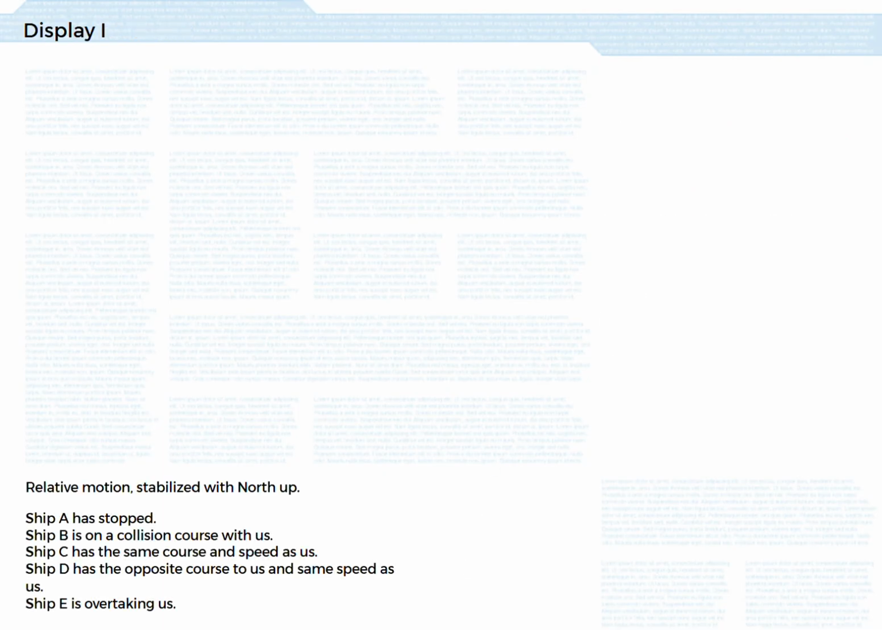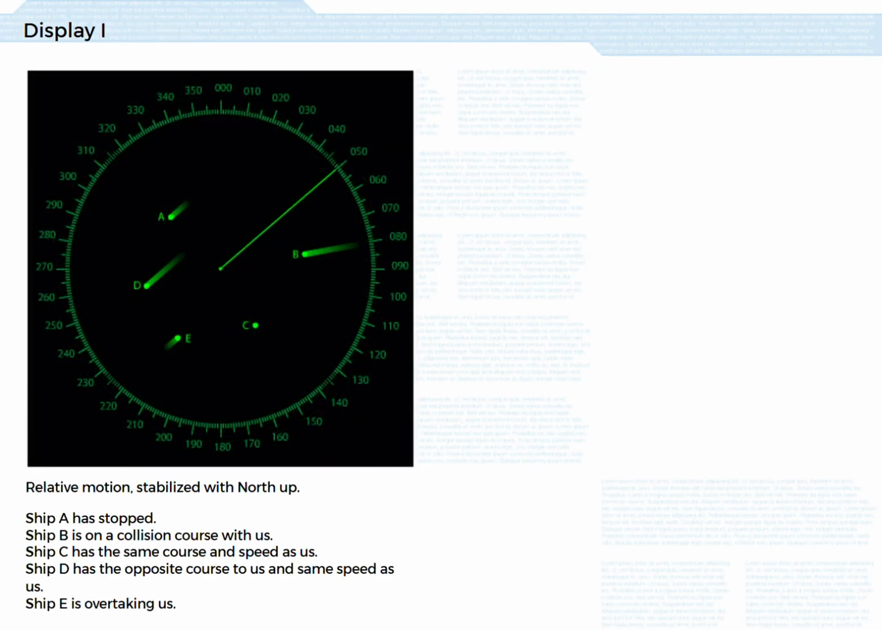The traffic situation is as follows. Ship A has stopped. Ship B is on a collision course with us. Ship C has the same course and speed as us. Ship D has the opposite course to us and same speed as us. Ship E is overtaking us.